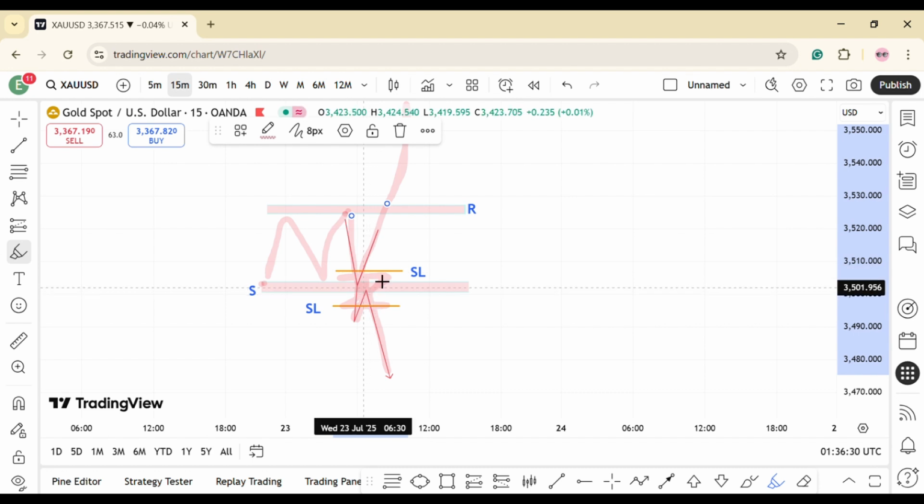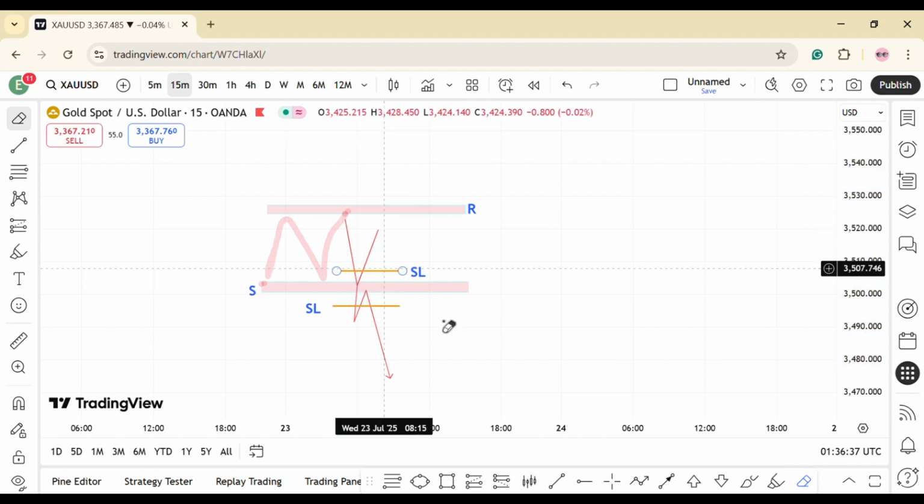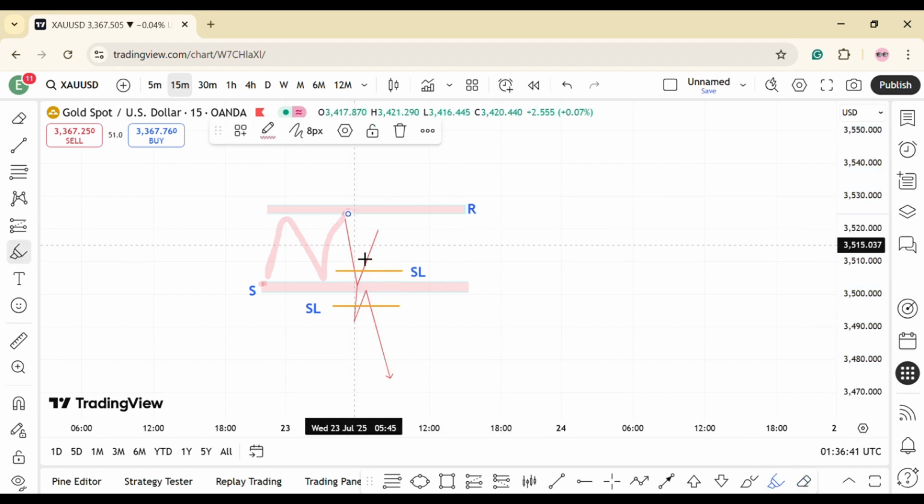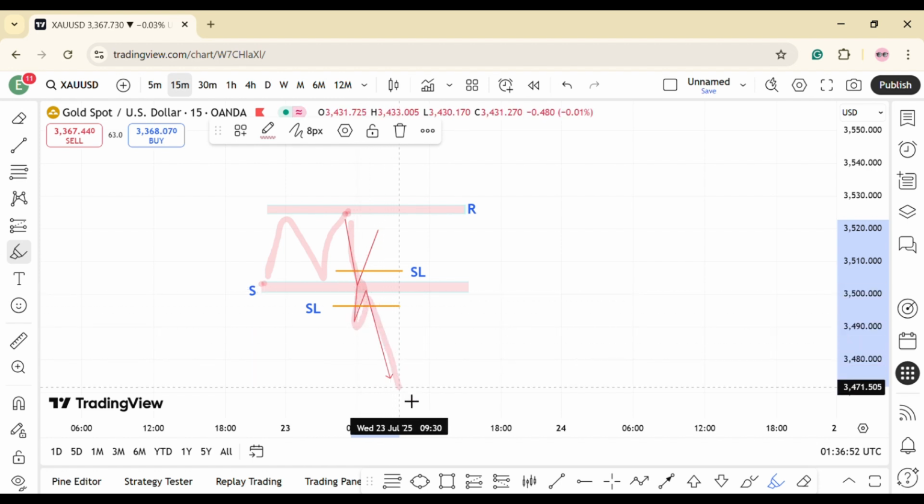So you see, most of the time, this is what market will do. Market will come, tap only those who are waiting to buy from this area. Market will just clear them out and retest and then continue to the downside. And that's what market will do.